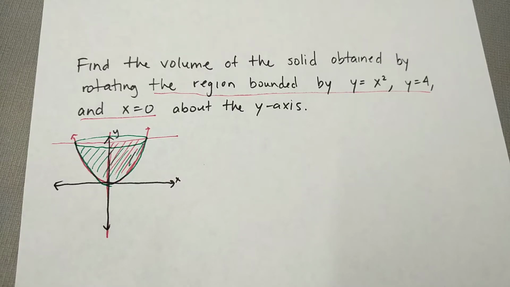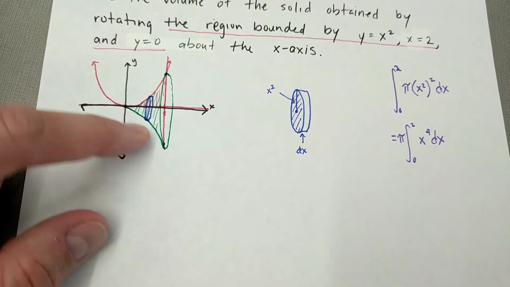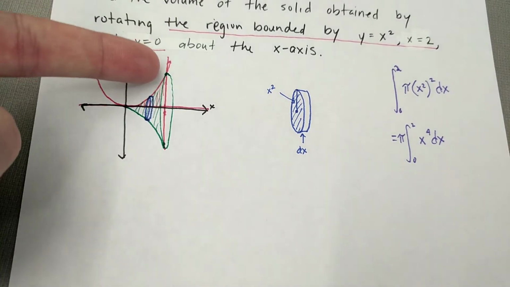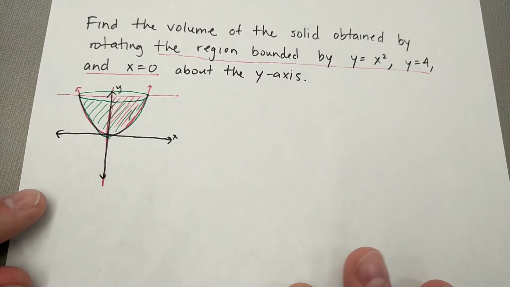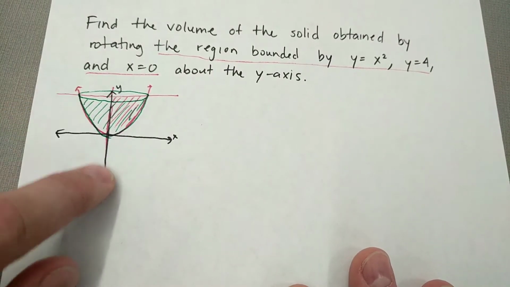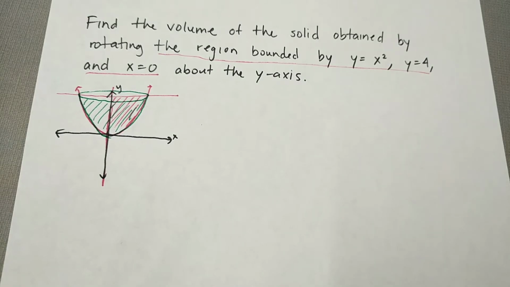So this time, the cross sections, we're not going to cut them in the same way we did up here. We cut them up and down because we rotated around the x-axis. We want to cut perpendicular to that axis of rotation. This time, our axis of rotation was the y-axis, so we're going to cut it this way. So let's do that.